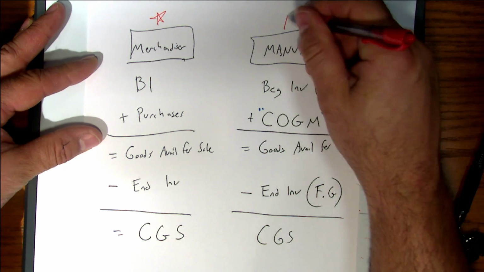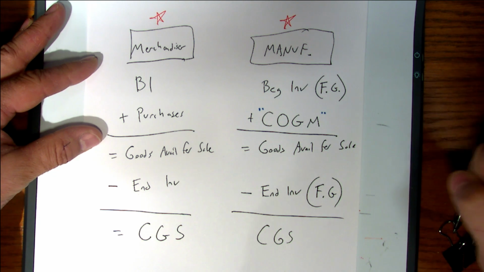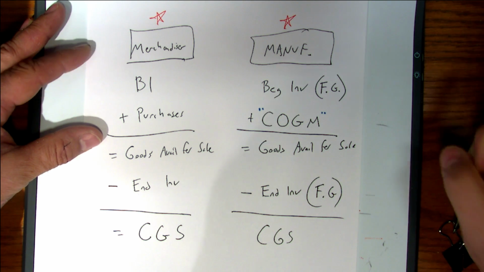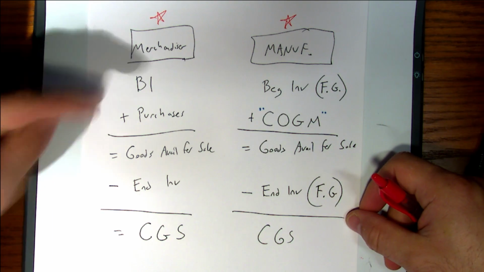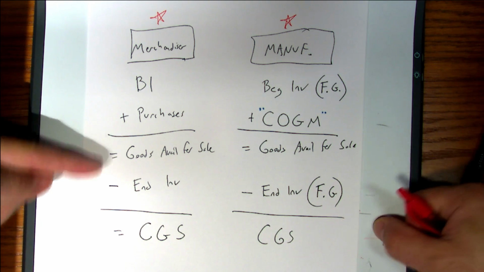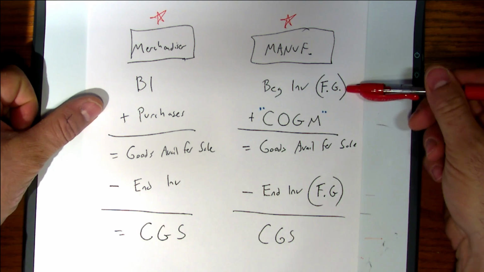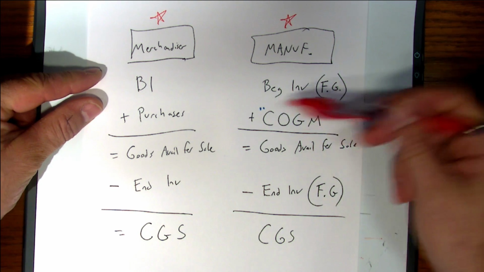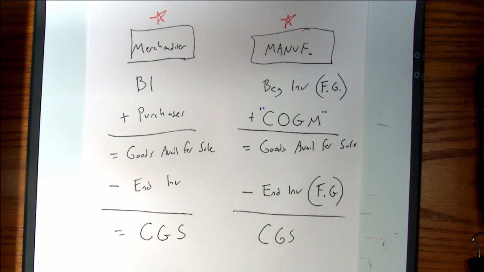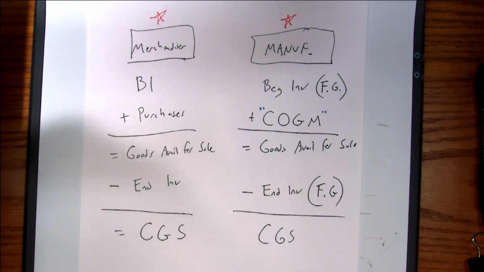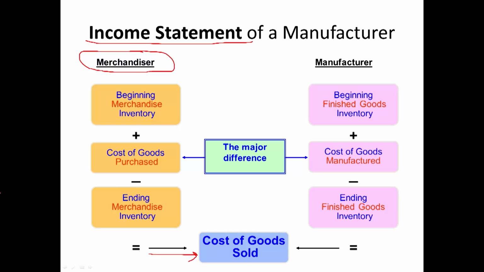So, this is important. As a matter of fact, we're going to have a quiz over this, not next period, but the period after that, for you folks here who are face-to-face. I want you to know these two cost of goods sold equations. For a merchandiser, beginning inventory plus purchases equals goods available for sale, minus ending inventory equals cost of goods sold. For a manufacturer, it's the beginning inventory of finished goods plus cost of goods manufactured equals goods available for sale, minus ending inventory of finished goods equals cost of goods sold. You ready? Cool. Questions?